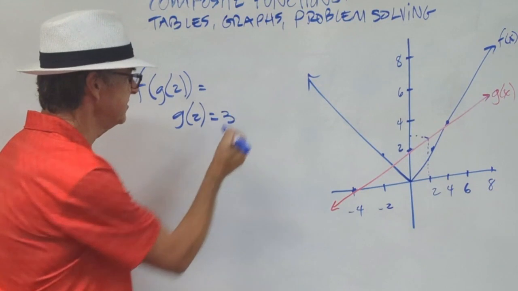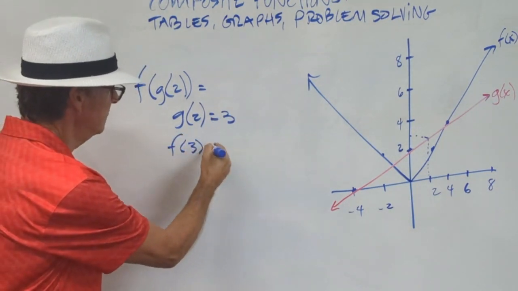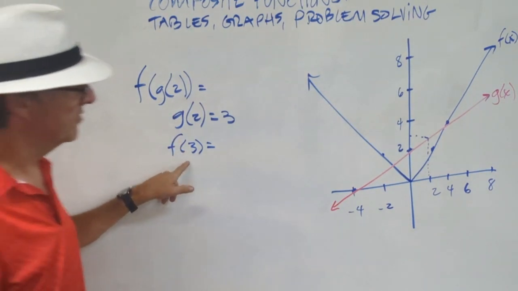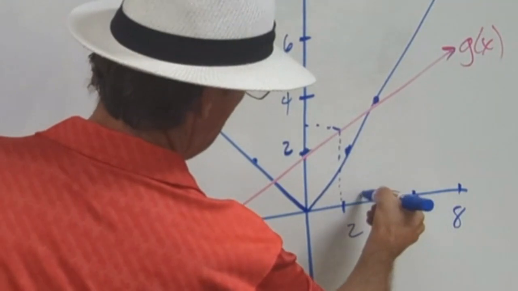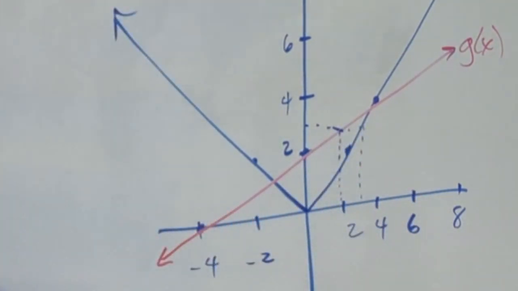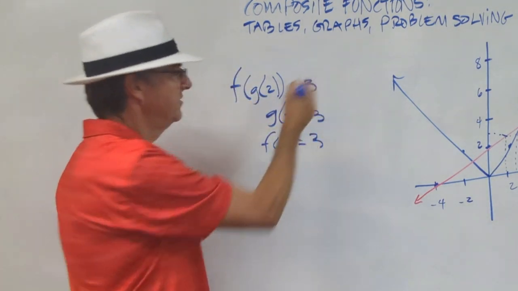So g of 2 is 3, and now I'm going to do f of 3. I'm running the output from the g function into the f function. So now I'm going to go for 3 for x. And that also gives us 3. So f of g of 2 is 3.